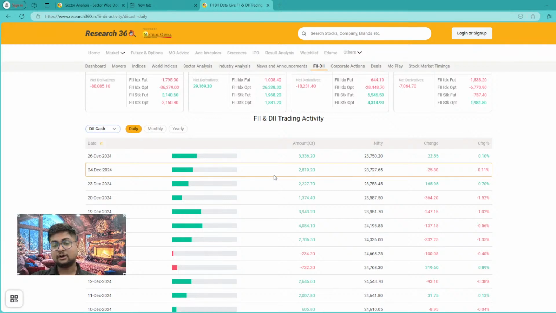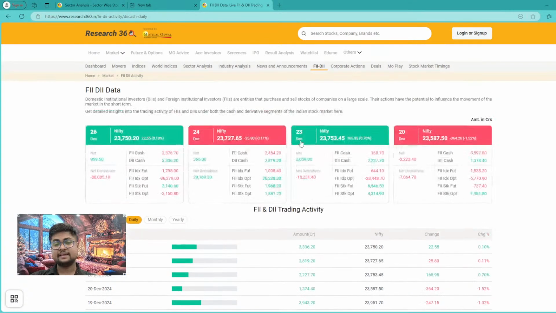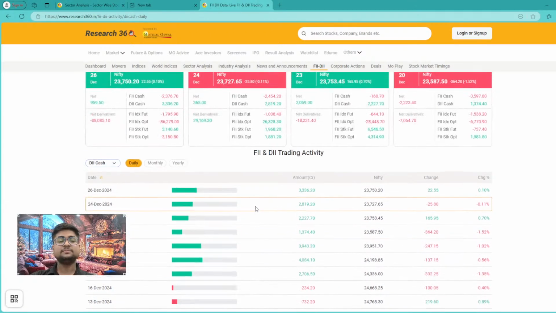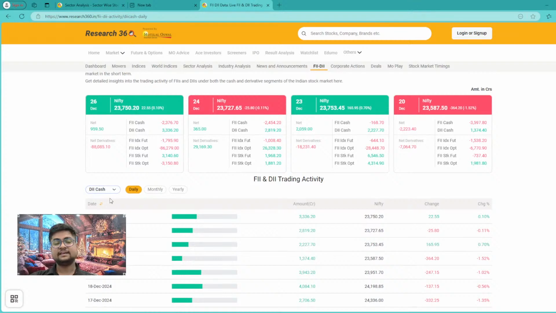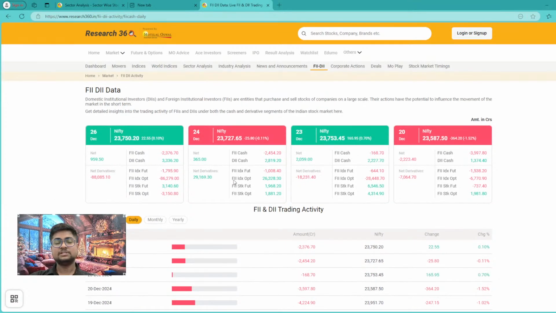But even after DII buying, we can see the market has been consolidating and bearish for many days. Just yesterday it was 0.10% positive, and it was negative by 0.11% on the 24th of December. It has been consistently negative for many days because FII is selling continuously. FII are taking sell positions.